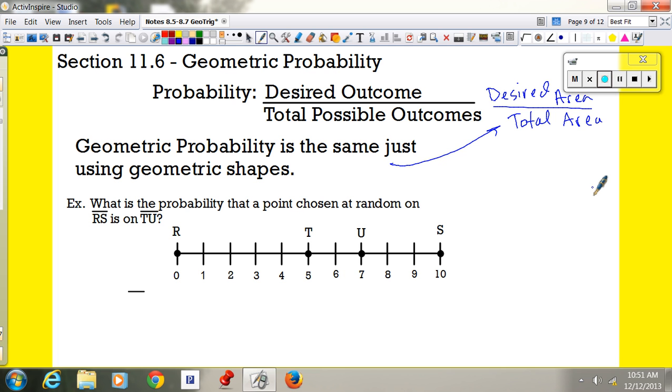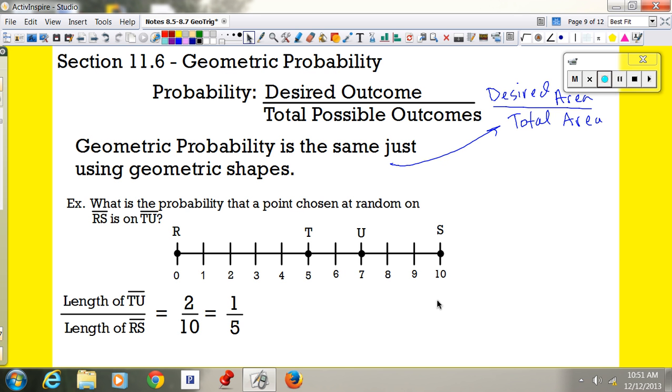Like in this number line problem down here at the bottom, it says what is the probability that a point chosen at random on segment RS is on segment TU. The desired segment is between T and U. How long is T to U? It's from 4 to 5 is 1, so right here is 1 unit. Here's the second unit. So this is 2 units long. The desired is 2 units, and the total is 10 units.